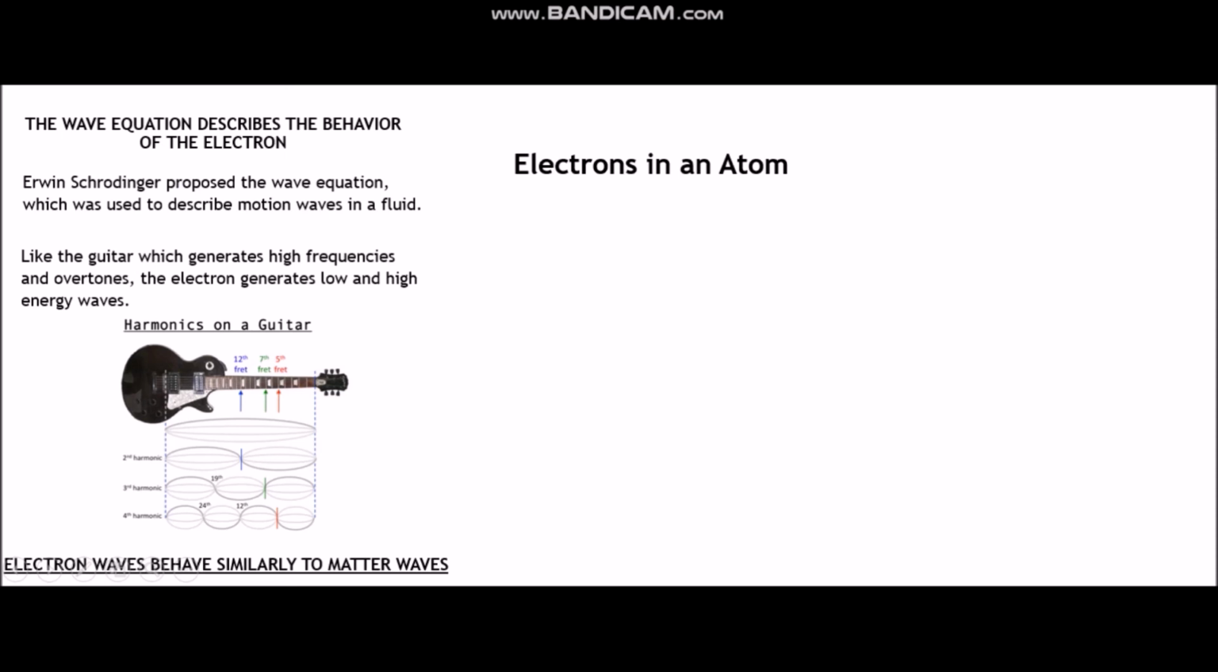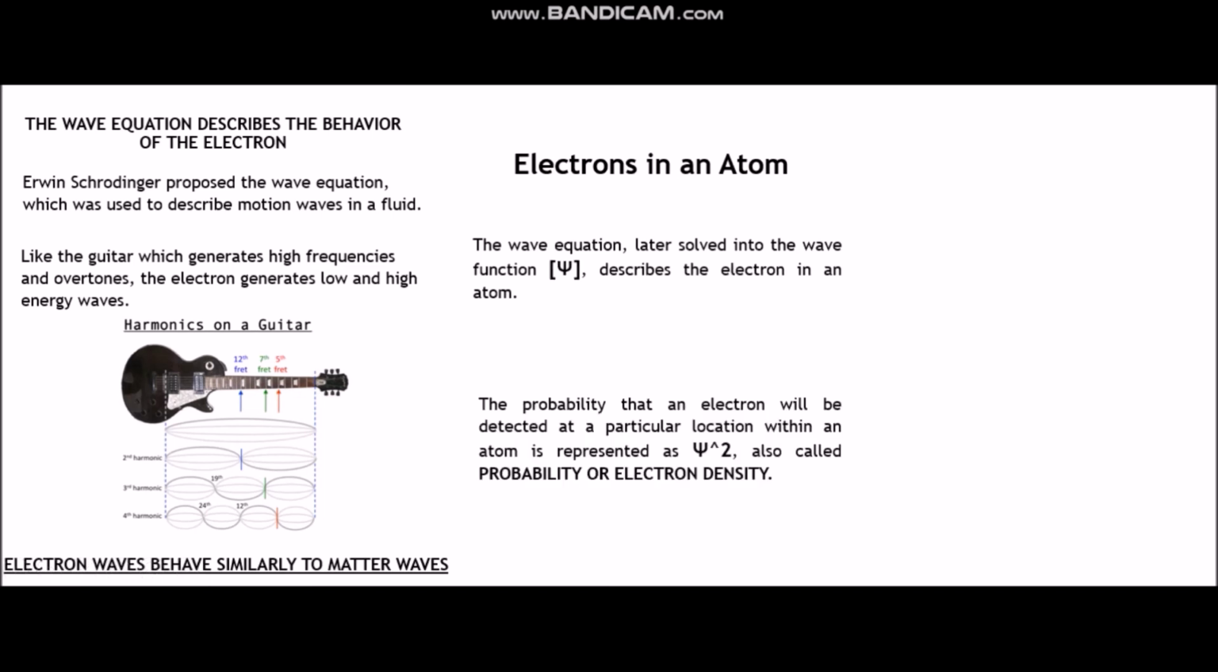So back to the wave equation. Schrodinger solved this wave equation into the wave function demonstrated here as phi. So phi denotes the probability that an electron will be detected at a particular location within an atom. How is that probability being represented? So I forgot to say something. So instead of phi, the square of the phi denotes the probability that you can detect an electron at a particular location in an atom within space.